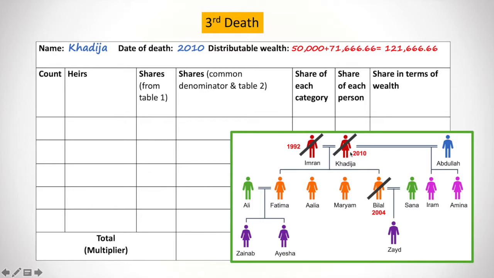So Khadija has a husband who is alive, Abdullah. She has 1, 2, 3, and then 4 and 5 daughters who are alive. She has her daughters' children, which is Aisha and Zainab. But of course, we know that daughters' children are not counted in the definition of awlad. And she has Bilal's son alive. So she has son's son alive, but her son has already died. So let's put these things down. Husband, 5 daughters, and 1 son.